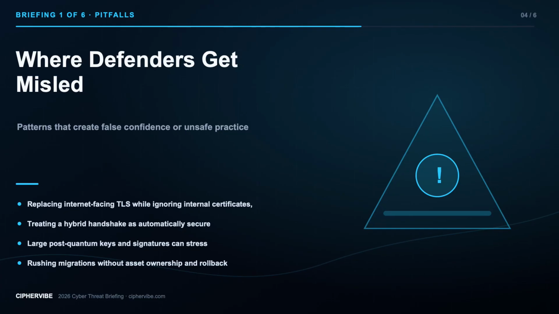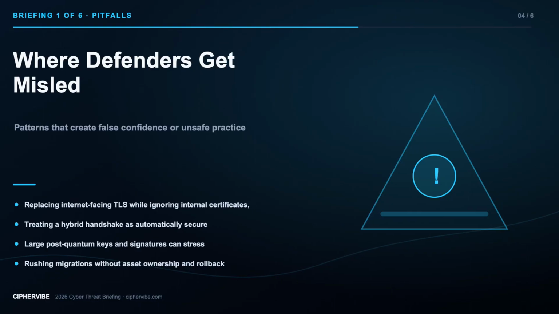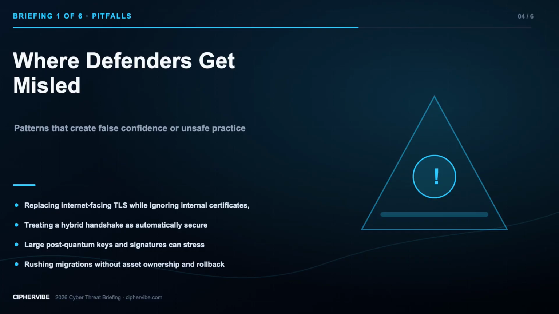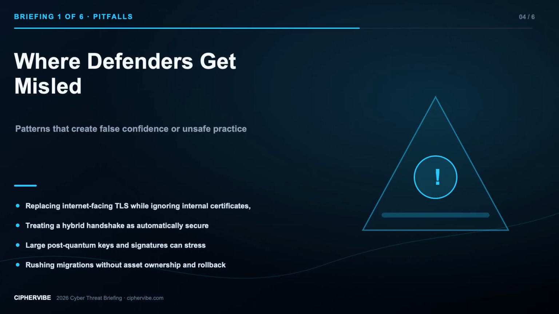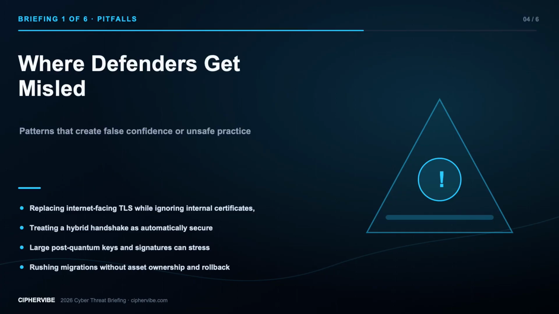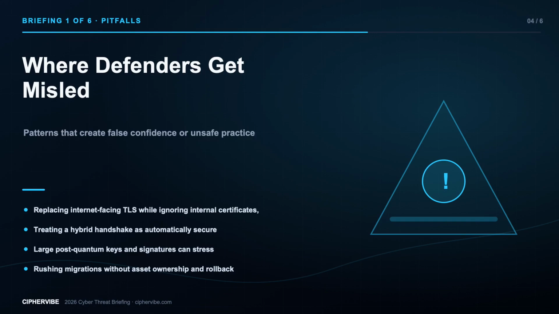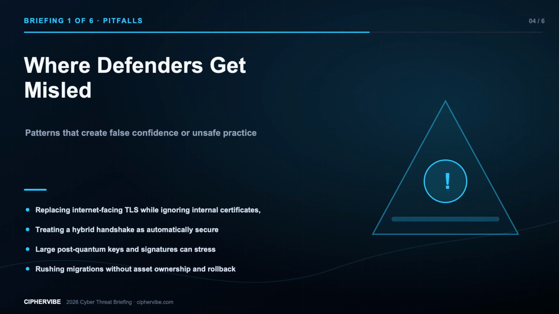Fourth, rushing migrations without asset ownership and rollback testing can disrupt authentication and push teams toward unsafe exceptions. Fifth, calling zero trust broken confuses a durable security model with the cryptographic mechanisms used to implement it. These mistakes often share one cause: confusing an available signal with a complete explanation.